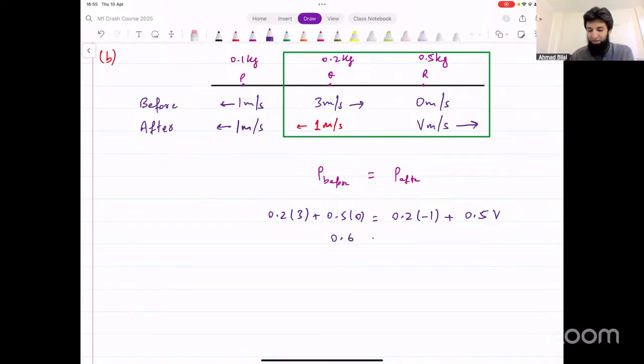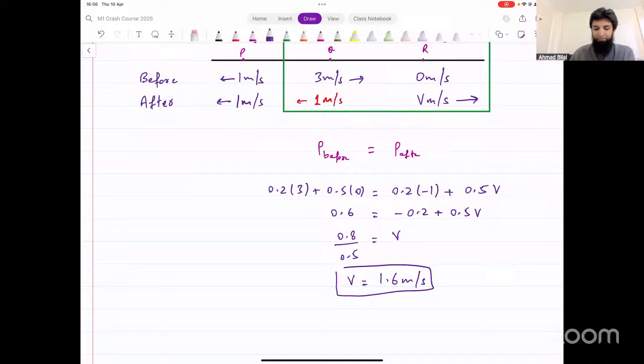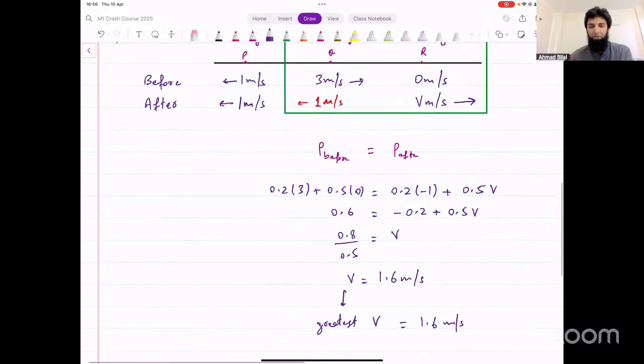Let's simplify this. We get 0.6 equals minus 0.2 plus 0.5 V, and that gives us 0.8 over 0.5, and the value of V turns out to be 1.6 meters per second. This is the value for V, the greatest possible value for V, such that there is no further collision between P and Q. Okay, now that we have this value, let's think about this again.